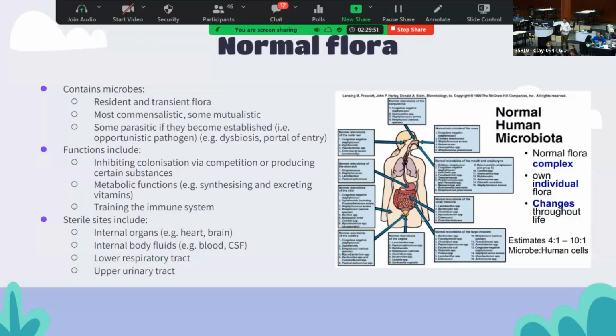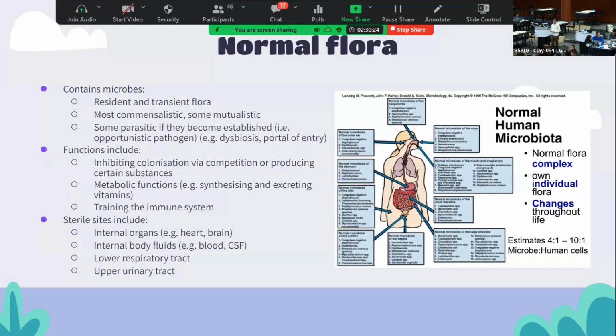In terms of normal flora, it contains both resident and transient flora. So resident are the ones more firmly attached to your body, transient, more transient. And most are commensalistic, but some are mutualistic. Some can become parasitic if the circumstances permit. So there's dysbiosis, there's a cut in the skin, someone's taking antibiotics. So they're termed opportunistic pathogens.